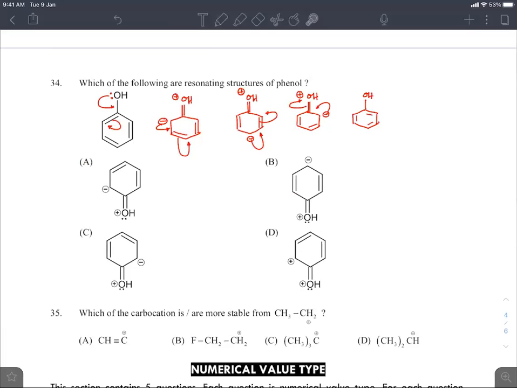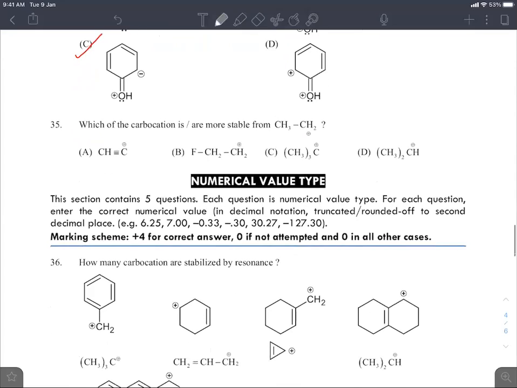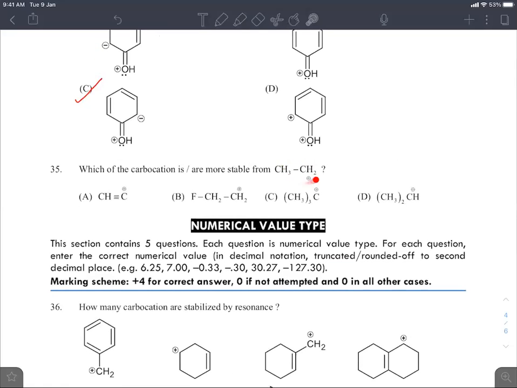Now you see that this one and this one are exactly the same. So this is definitely a structure of phenol. Second, this para and this para are the same. So this is also a structure of phenol. This one and this one are also the same. So this is also correct. Last one, positive charge never comes here. So this is not a structure of phenol. So ABC.